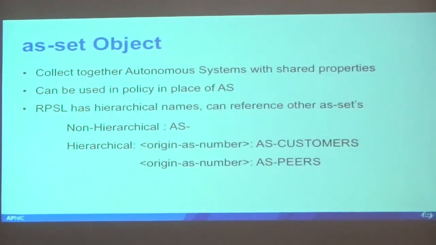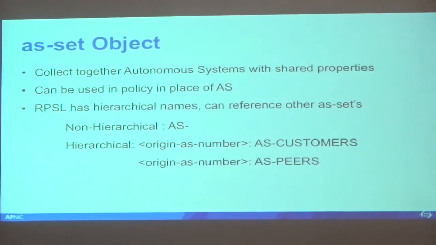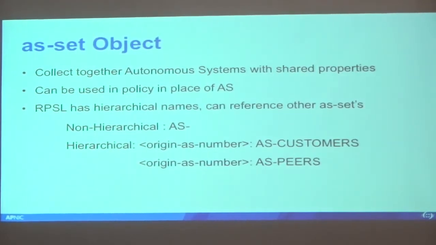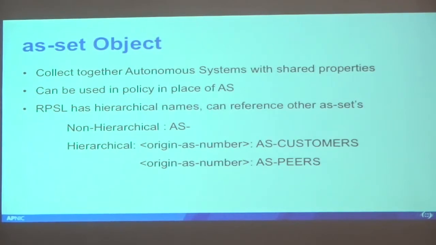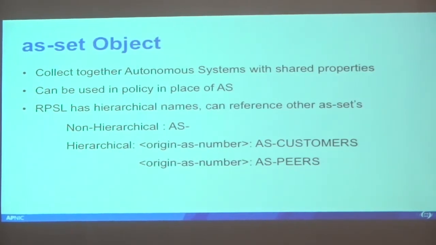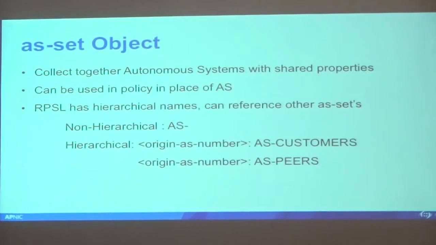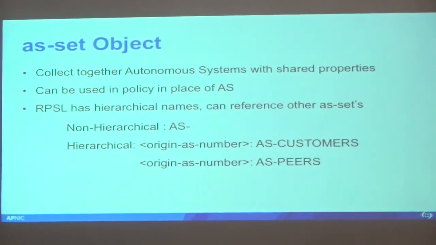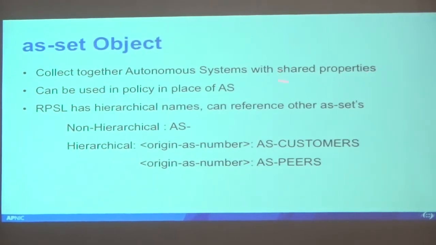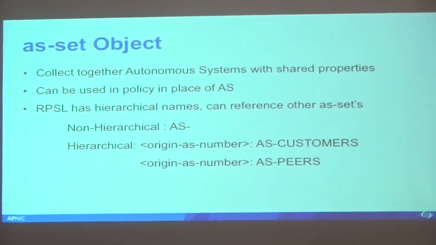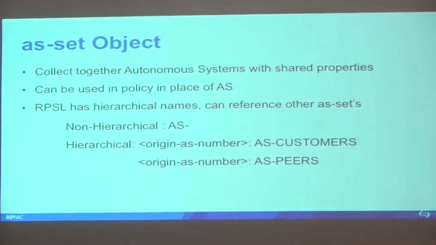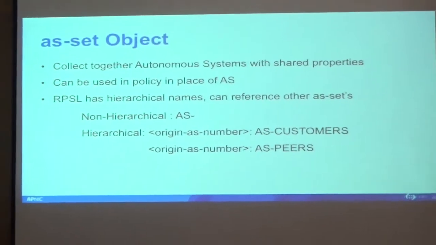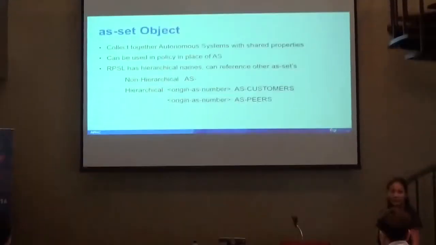Is this clear with everyone? I have some more examples, don't worry. That's just one. We will get to more complicated stuff in a little while. Hopefully we have time. But some more objects: AS set. So if you have a group of these autonomous system numbers and you want to group them together because maybe for some reason they have shared properties, you want to implement them into this network, you have a policy that corresponds to all of those networks, then you can create an AS set.